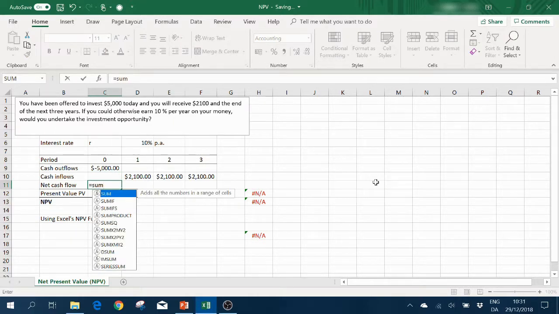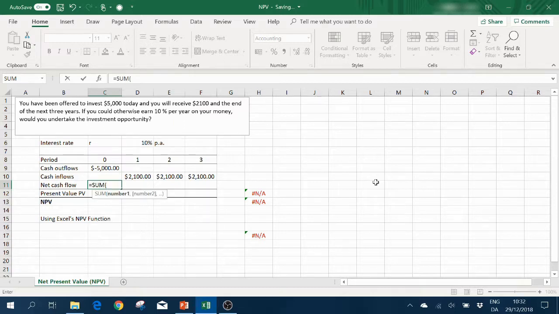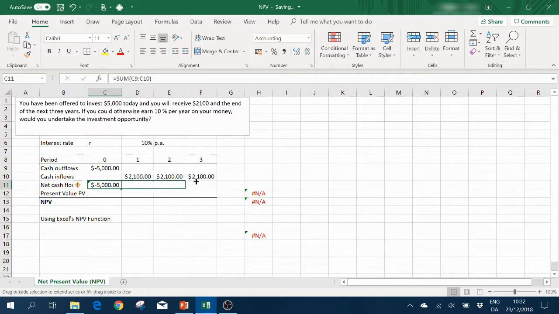Net cash flow is simply the sum of our outflows and our inflows. So we use the sum, press tab if you want to use that Excel formula. Sum, we highlight these two, close the parentheses and press enter. We can also just drag right here. We don't want to write the formula every time. Boom.